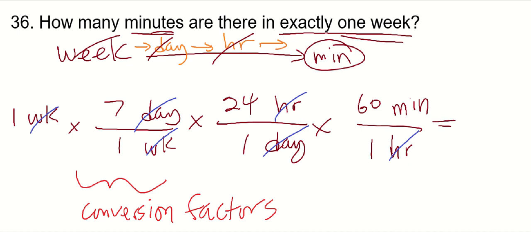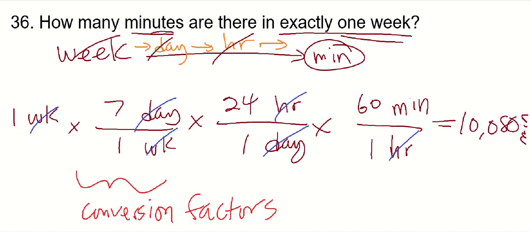Now let your calculator do all the work. All the numbers are in the numerator, so let's go 7 times 24 times 60. So there it is, minutes. I'm going to do that again: 7 times 24 times 60.